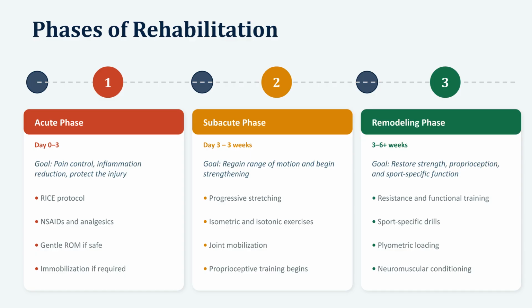Phase 3, the remodeling phase, 3 to 6+ weeks. Goals are restoring strength, proprioception, and sport-specific function. We use resistance and functional training, sport-specific drills, plyometric loading, and neuromuscular conditioning. Progress through these phases based on clinical response, not the calendar.